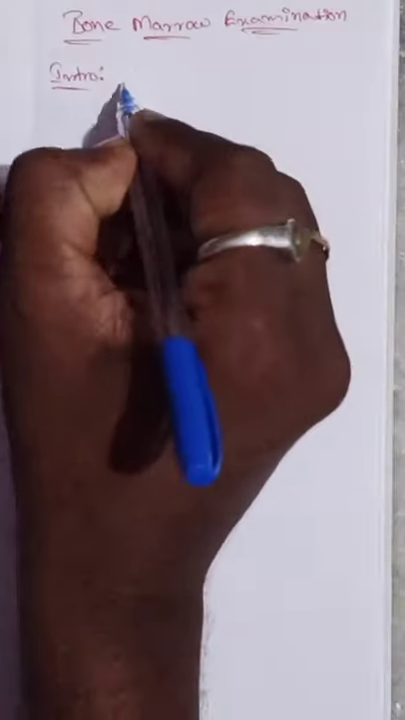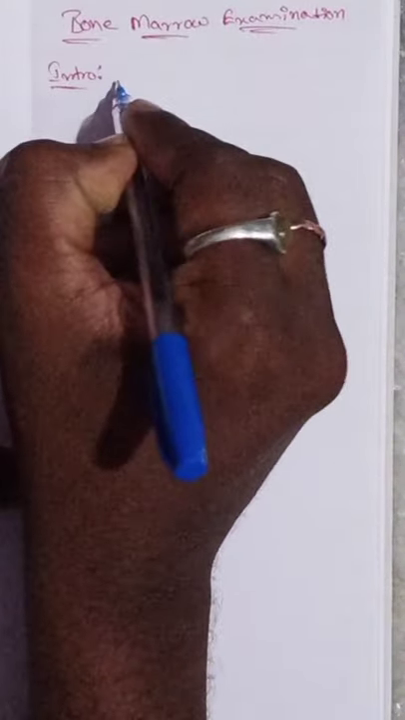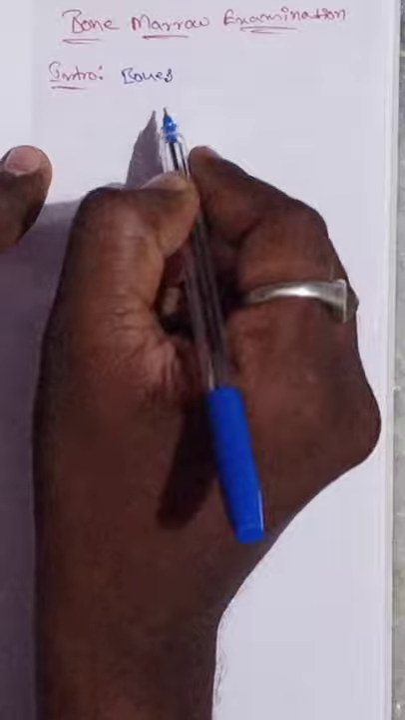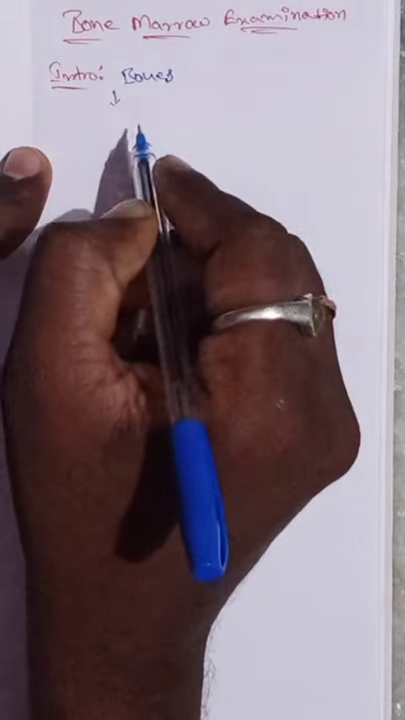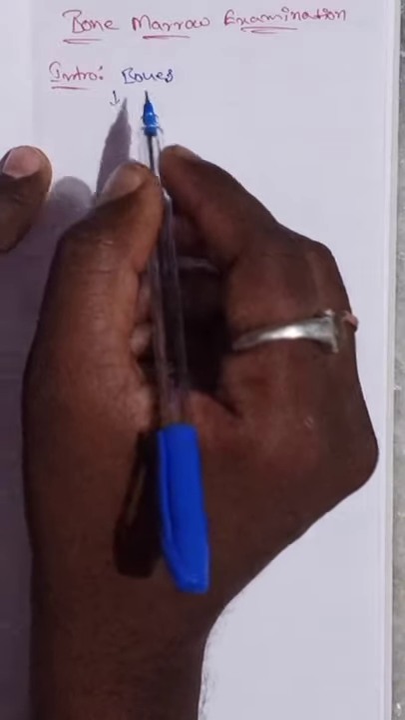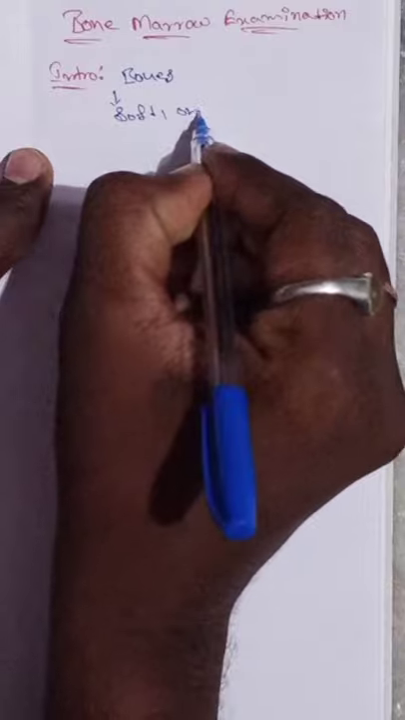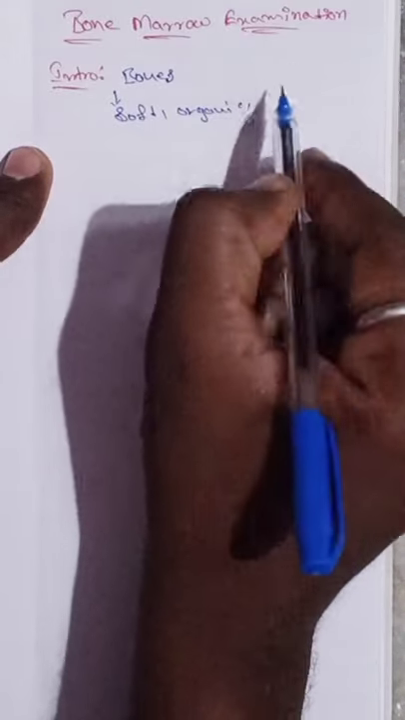So bone marrow is a soft organic tissue. First of all, the location: where is the bone marrow located? The bone marrow is located in our bones, inside of the bone. It looks like a soft organic material, and it is a sponge-like material.